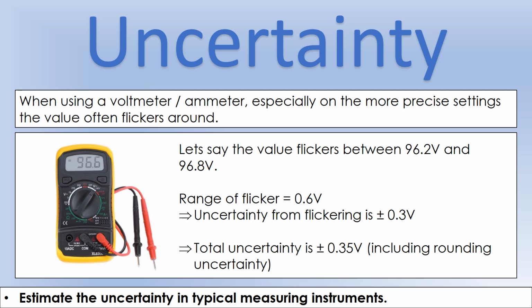So this is just a specific example. Depending on the experiment and the scenario, you will get different ranges of flickering, so you'll get different uncertainties, but that's how we deal with it.